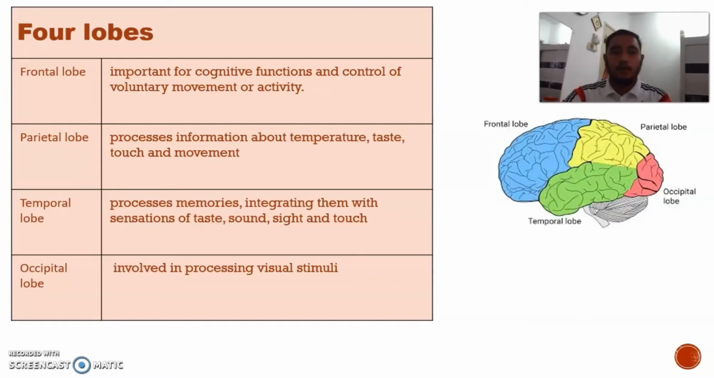For the frontal lobe, it is important for cognitive function and control of voluntary movement or activity. Next, the parietal lobe. It processes information about temperature, taste, touch, and movement. Next, the temporal lobe. It processes memories, integrating them with sensations of taste, sound, sight, and touch. The last lobe is the occipital lobe. It is involved in processing visual stimuli.